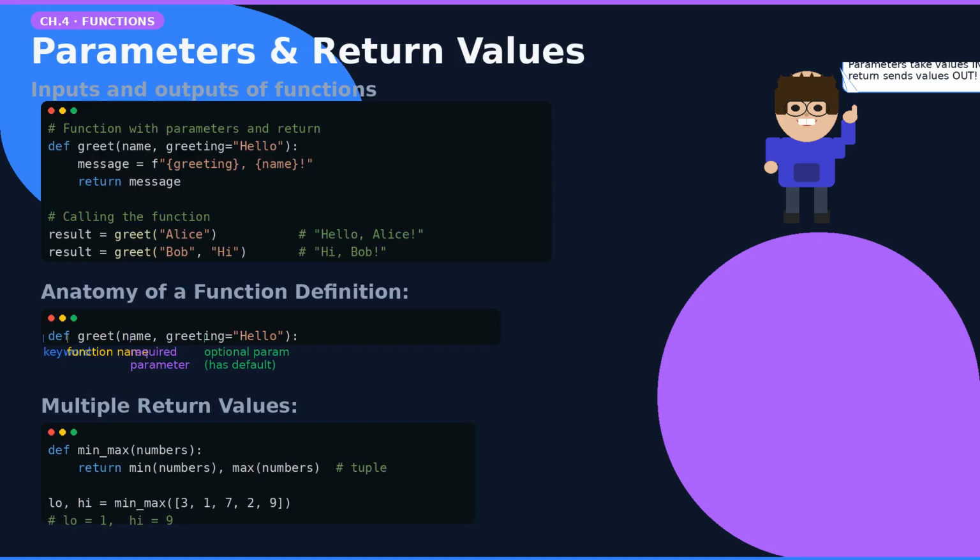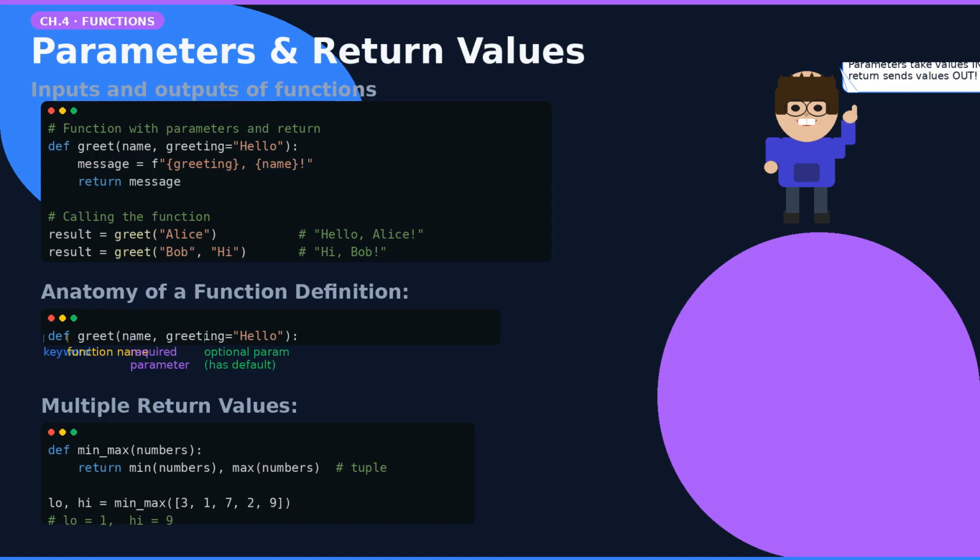Parameters can have default values, making them optional. If you don't pass a value for an optional parameter, it uses the default. The return statement sends a value back to the caller. You can return multiple values at once. Python packs them into a tuple automatically, and you can unpack them with multiple assignment. You can also call functions using keyword arguments, which lets you pass arguments in any order by explicitly naming them.